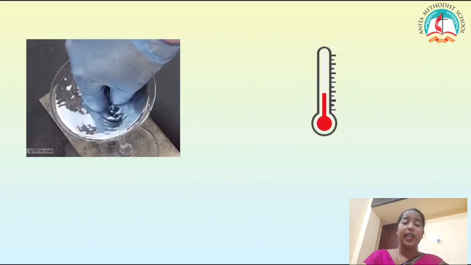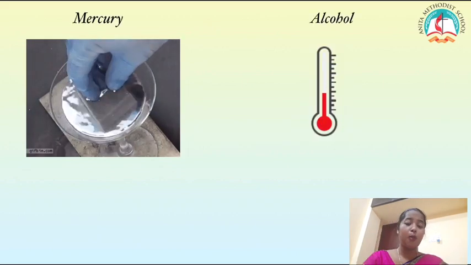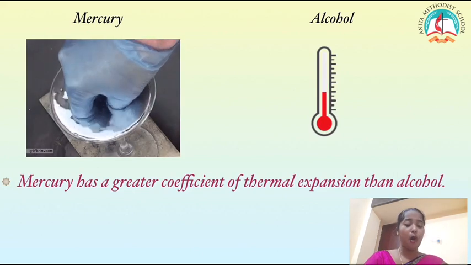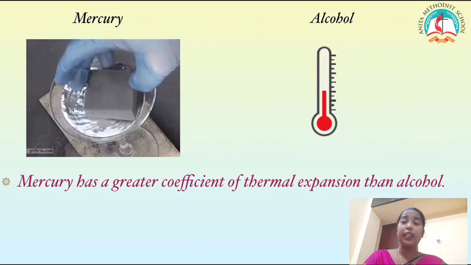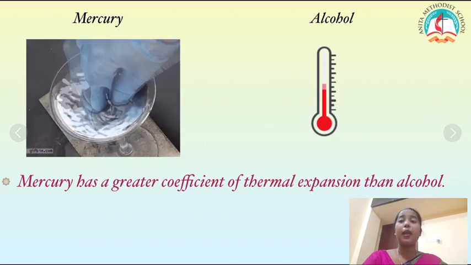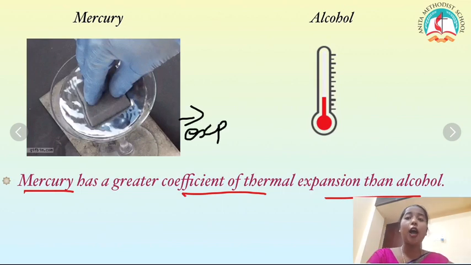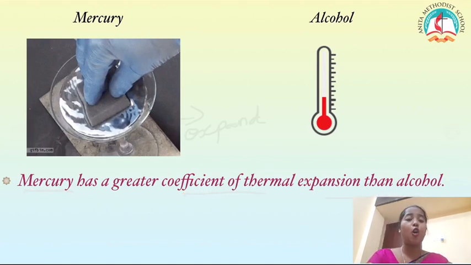Do you know that mercury or alcohol is used in thermometers? Do you know why? Alcohol and mercury are used in thermometers as they remain in liquid form, which changes with the change of temperature in them. There is a technical reason for using mercury in clinical thermometers. Mercury has a greater coefficient of thermal expansion than alcohol. This means a column of mercury will expand and rise more than a column of alcohol for the same temperature change.